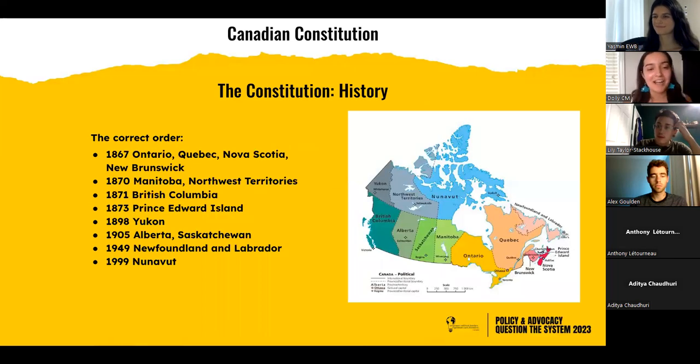So basically this is the order of when the different provinces and territories joined Canada. As you can see, it started from 1867, but up until 1999, that's when Nunavut actually joined Canada. So it's very different, and that just goes to show how different provinces and territories are in terms of advocacy, specifically for international matters, which is what we focus on.